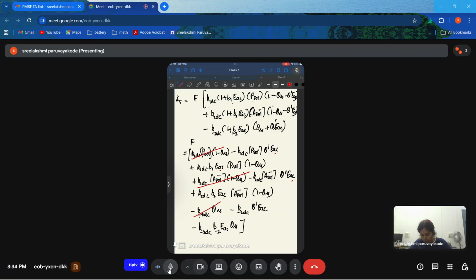Now, we can rewrite it such that we consider all those terms that have theta dash, and all those terms with EAC. So if I write that, this becomes IF. EAC will be in common. You can see this term has EAC, this term has EAC. All those terms correspond to Faraday current. I'm taking out EAC. Now first, let's consider all the terms where there is no theta dash involved. That becomes K1 DC, B1, P solution, 1 minus theta SS.